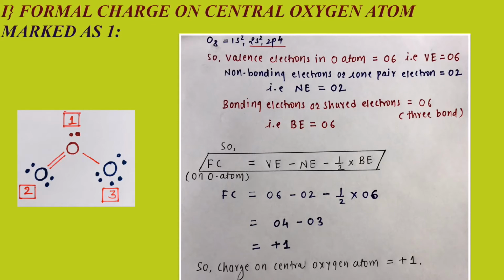Let us apply the formula, that is Fc equals Ve minus Ne minus 1 by 2 into Be. Now let's put the values into the formula. So here 6 minus 2 minus 1 by 2 into 6, which after the calculations comes out to be plus 1. So the charge on the central oxygen atom is plus 1.